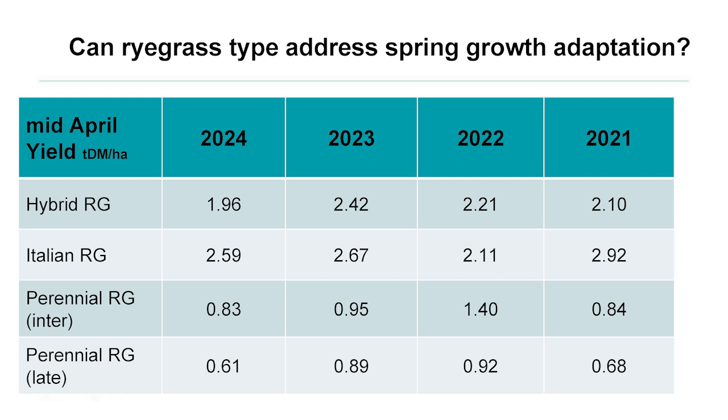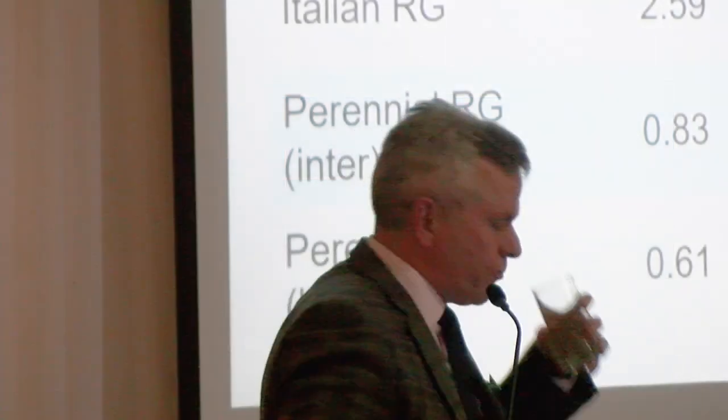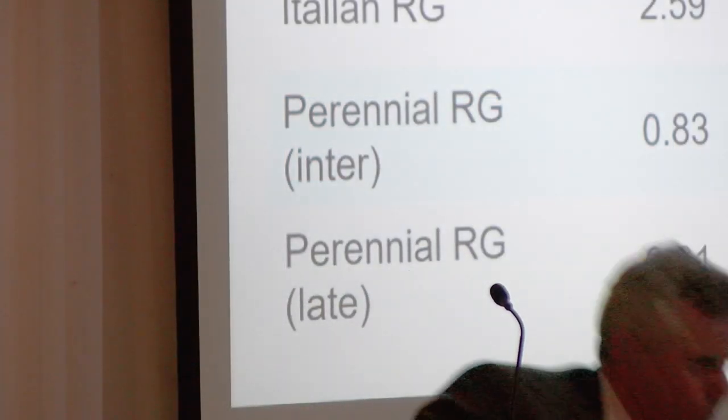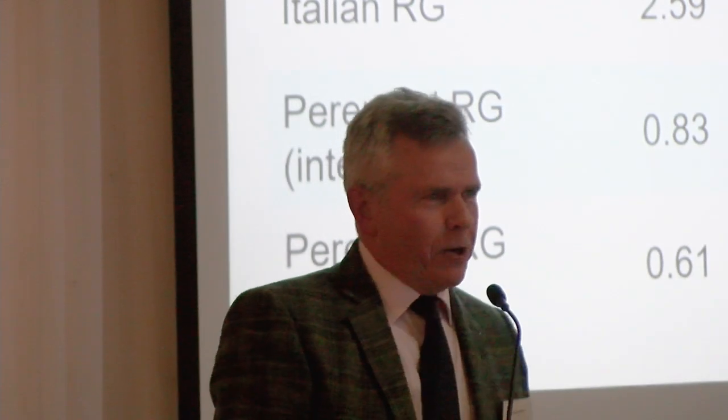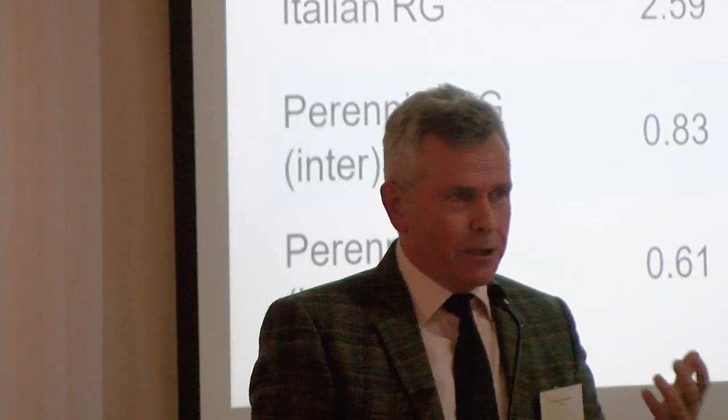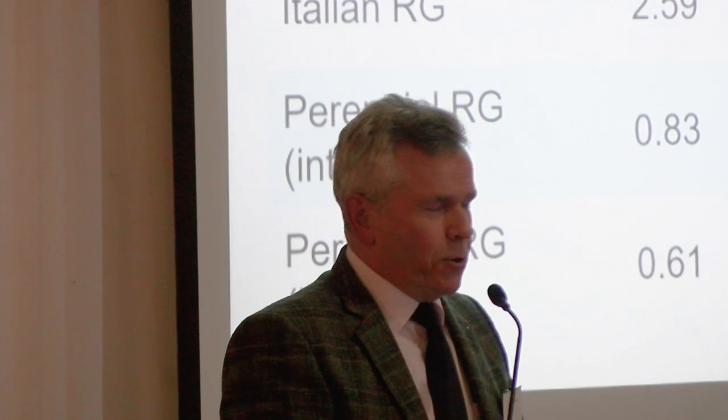You see there that the hybrids can do just over 2 tons dry matter production by mid-April. The Italian ryegrasses, about 2.5 tons. Your standard type of grass that you have in your grass mixtures, intermediates and lates on the bottom 2 rows, barely a ton. So, have we got the right grasses to grow grass in that lean period of the year? I'll leave that question.